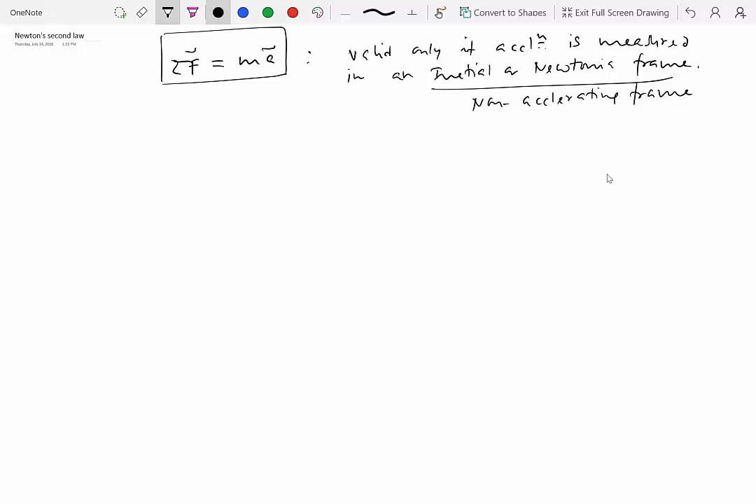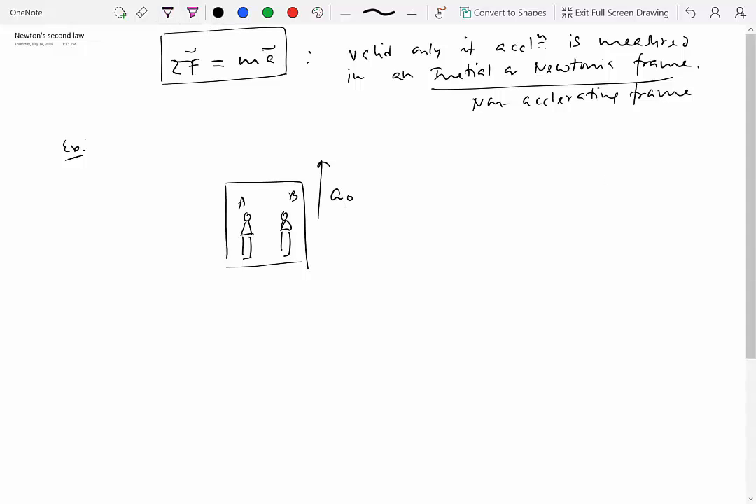So let me give you a simple example. Let's say there is an elevator, and inside this elevator you are standing, let's say we'll call you A, with your friend B. Okay, and this elevator is actually moving up with some acceleration, let's say a0. And your friend, he is in an engineering dynamics class, so you ask him to analyze the motion and the forces on you. So what he's going to do is a simple application of Newton's second law on you. So he starts by drawing a free body diagram.